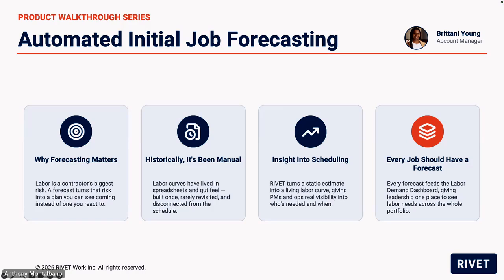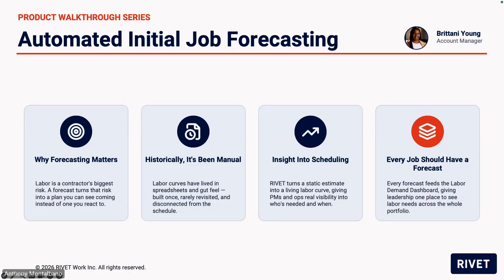That's what we've changed over here at Rivet, because we turn that static one-time estimate into a living labor curve. So instead of a forecast that sits in a folder, you get real insight into who you need and when that actually drives schedule decisions. And the goal isn't just that some jobs get a forecast when someone has time. Every job should have one, because every forecast feeds directly into your labor demand dashboard.